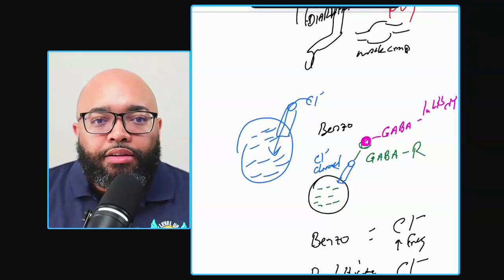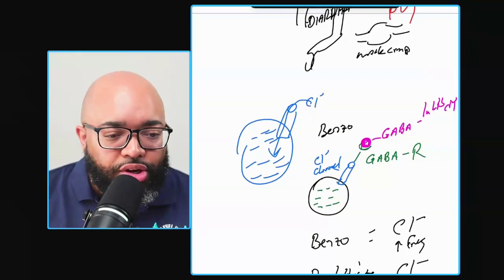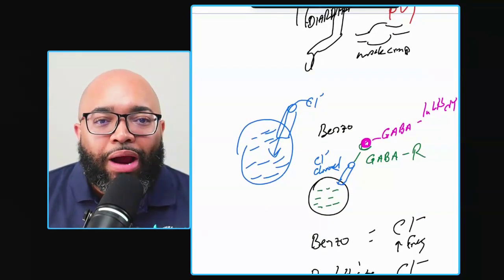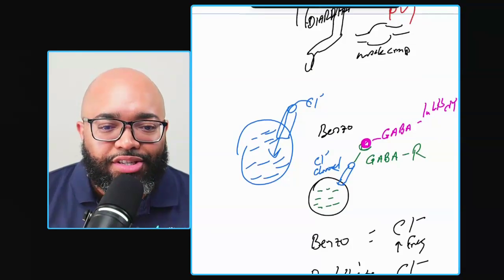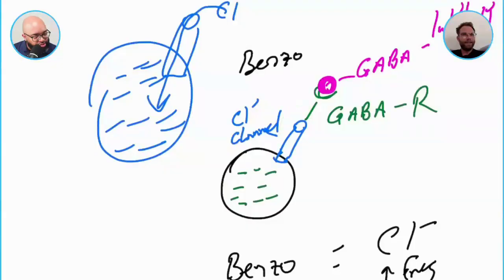So, Christian, tell me how a benzo and a barbiturate work and why we give either one of those in the setting of a seizure. Yeah, so when you have a seizure, you have your cells that are way excited. They've got a lot of positive inside. When you introduce a benzo or a barbiturate, it opens, what's the channel called again? The channel is, you guys help him out. What's the channel called?